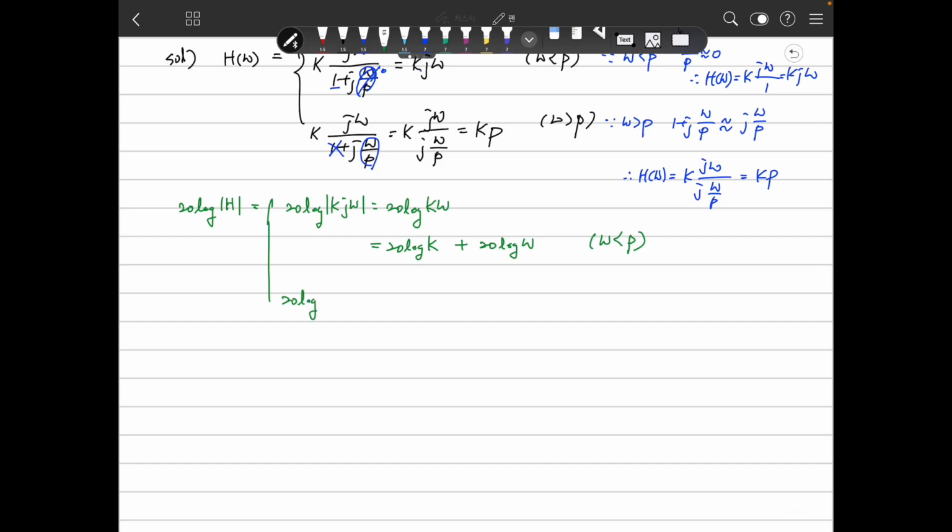The same way, 20 log here is K over p. That will be 20 log K minus 20 log p when omega is larger than p. So we need to draw the two figures, the two graphs here, this one and this one.